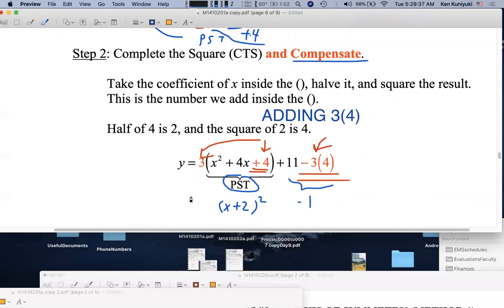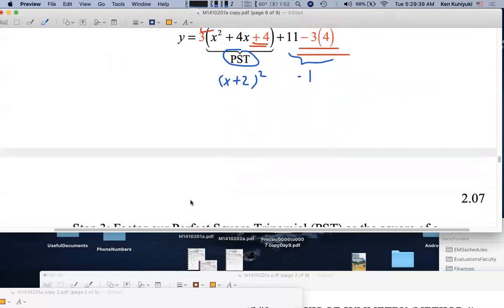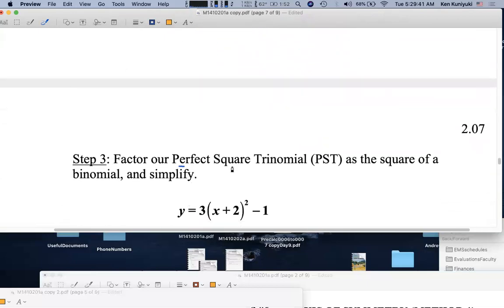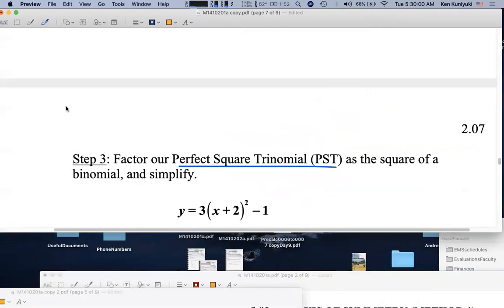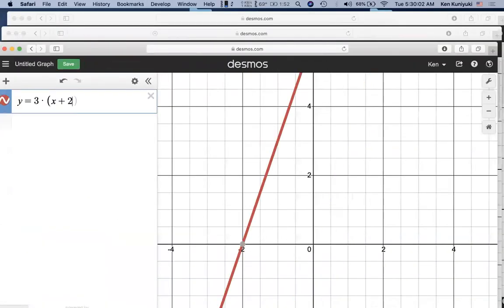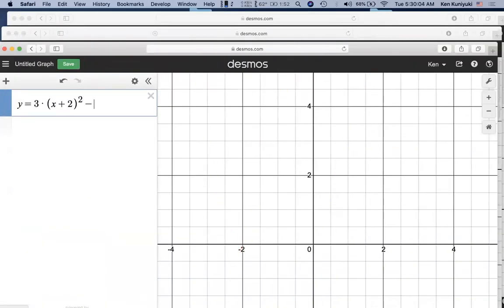All right. So when we factor the perfect square trinomial, we get y equals 3 times the square of x plus 2, all minus 1. All right. Just for kicks, let's see if we got the right answer on Desmos. y equals 3 times (x plus 2) all squared minus 1.